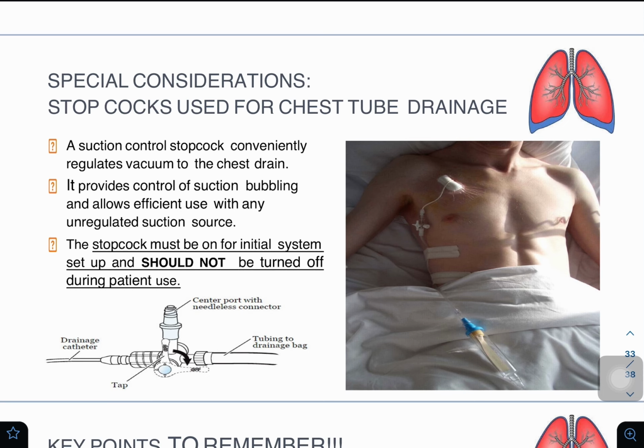A suction control stopcock conveniently regulates the vacuum to the chest drain, provides control of suction and bubbling, and allows efficient use with any unregulated suction source. A stopcock must be on for initial system setup and should not be turned off during patient use. It looks like this.